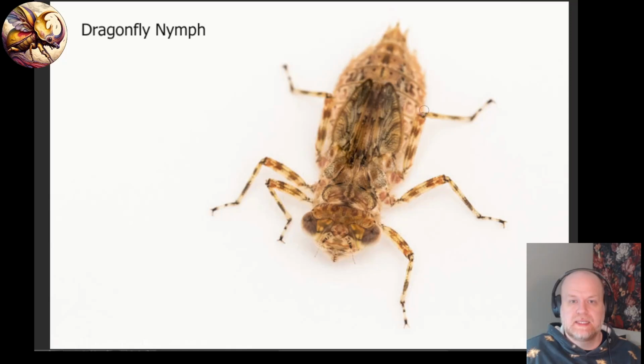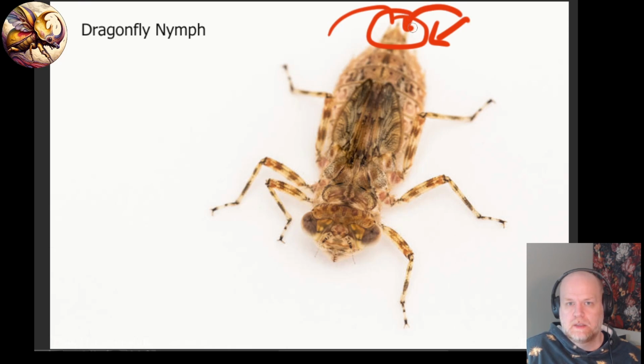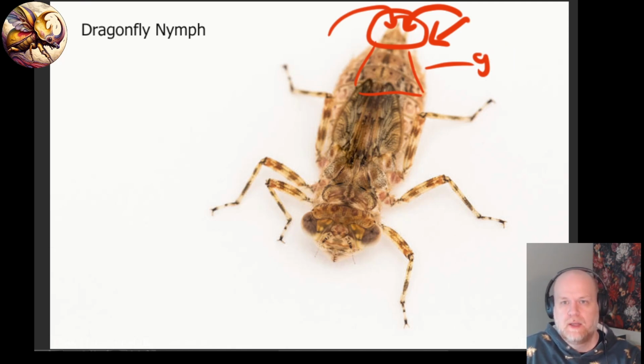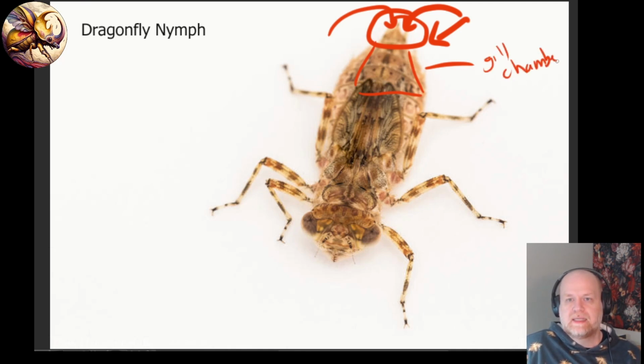And then this is a dragonfly nymph, which is a little different. They have gills, but they're internal. So this end of the abdomen, this butt end, has a big hole in it that is used for respiration, and they suck water in through their rear end, and they have a gill chamber on the inside. Let me make this smaller so I can actually write. They have a gill chamber in here. So they can, and this acts as a siphon.